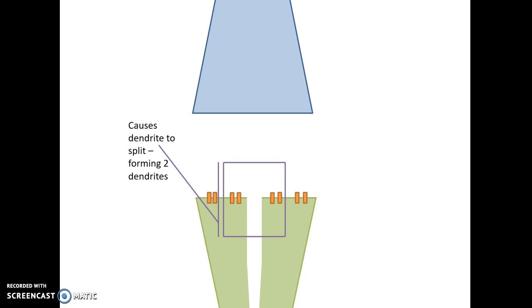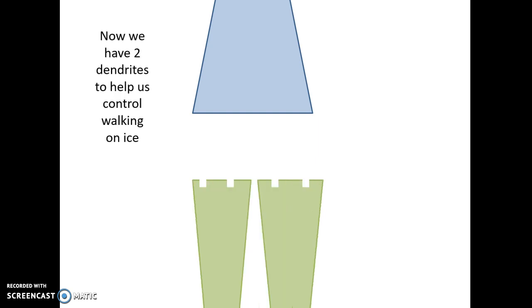So we've just now split our branch into two dendrites. Now we have two dendrites instead of just one. So we have two places in our brain to activate and to work on helping us control our gait pattern when walking on ice. And over time, these are going to get stronger and these are going to split. And this one is going to split. And it'll keep splitting and keep splitting until we have this dense canopy of dendrites for learning how to walk on ice and for being able to walk on ice.